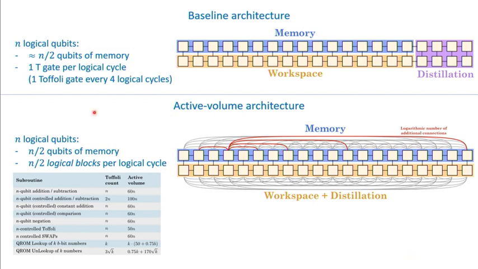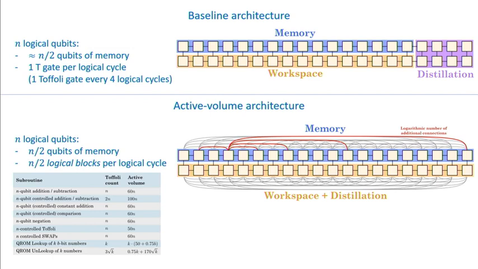In an active volume architecture, the picture is a bit different. We still have half the qubits used for memory and half as workspace, although now distillation is also done in the workspace. But rather than executing operations sequentially, we use the long-range connections to parallelize operations. To quantify how many operations we can execute in parallel, we say that with n/2 workspace qubits, we can execute n/2 logical blocks per logical cycle.